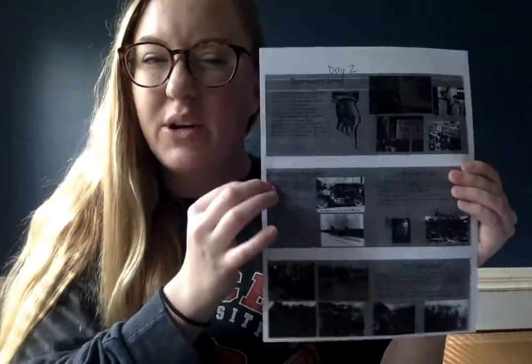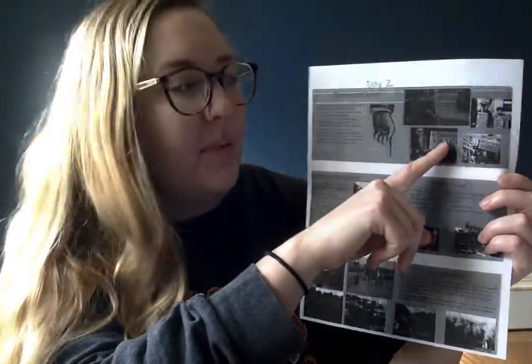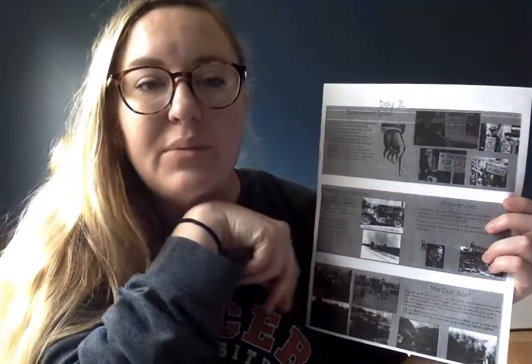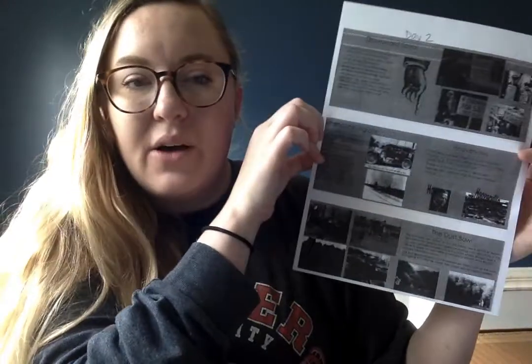This is day 2, and this is what you're going to fill in your notes. It goes over the downward spiral, so things are just getting worse and worse and worse. You're going to see some primary sources of what people were doing. They were putting up signs. They really wanted their jobs. And then this slide here talks about the Great Migration.